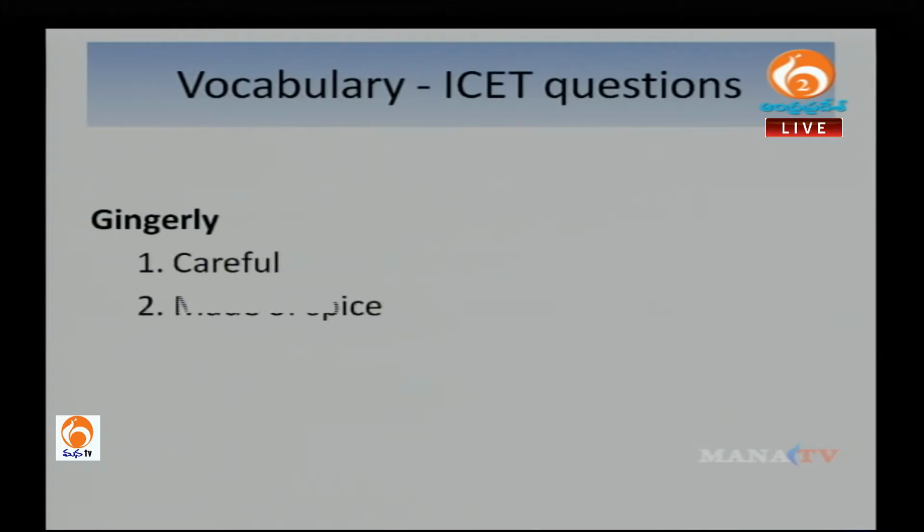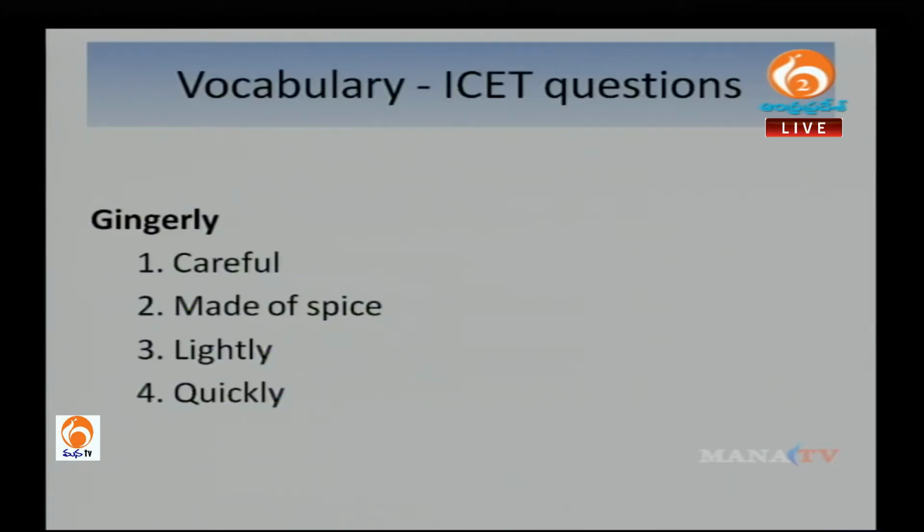Careful, made of spice, lightly, quickly. Okay, so here we got a good hint, right? If you look at the options over here, we have got a good hint that it is definitely not made of spice, right? They've used other options like carefully, lightly, or quickly. So it's talking about some sort of an adverb, something that talks about the action, how the action was done.